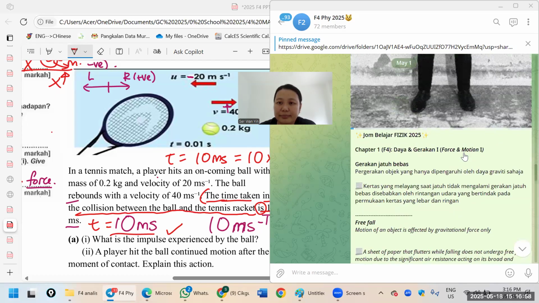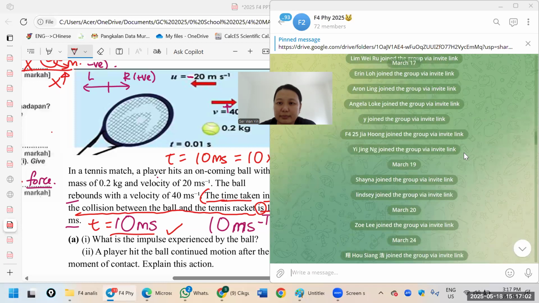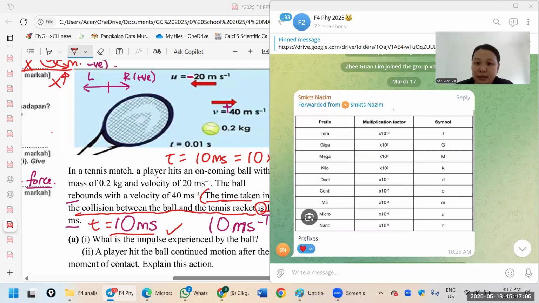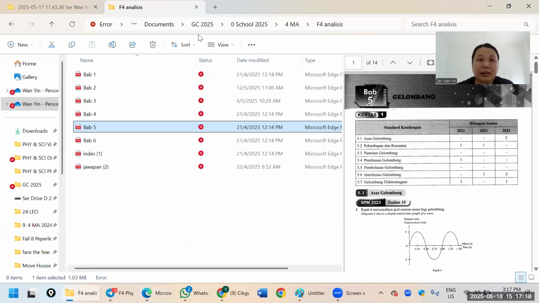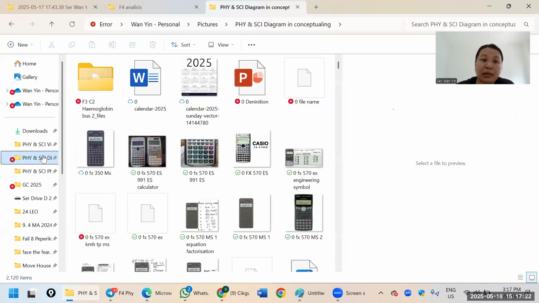Telegram. Oh, free fall, yeah. Now, here, thanks to Encik Nazim. Okay, milli is times 10 power of negative 3. Then you may ask, oh, teacher, I cannot memorize. It's okay. Then you can use the calculator. I encourage you to memorize it.